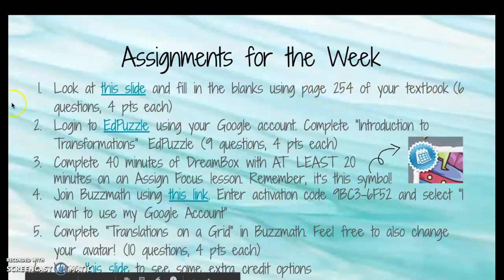As you can see, it's 6 questions, 4 points each for number 1. So 6 times 4 is 24. 9 questions, 4 points each for number 2, so that's 36. So 24 plus 36, 20 plus 30, so it's 60 points. And then here you have 10 questions for 4 points each, that's another 40 points. So in total, 100 points.